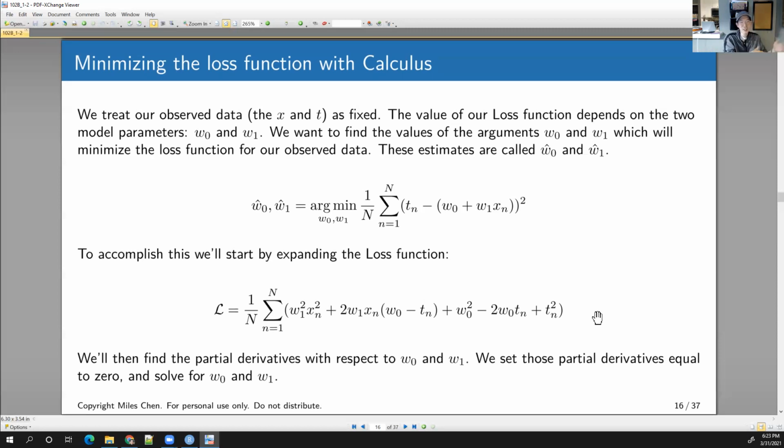You're going to take the partial derivatives. You're going to set them equal to 0. You're going to find out where the derivatives are 0. Okay. And right.